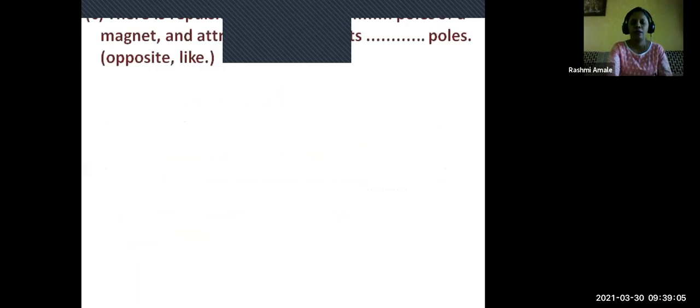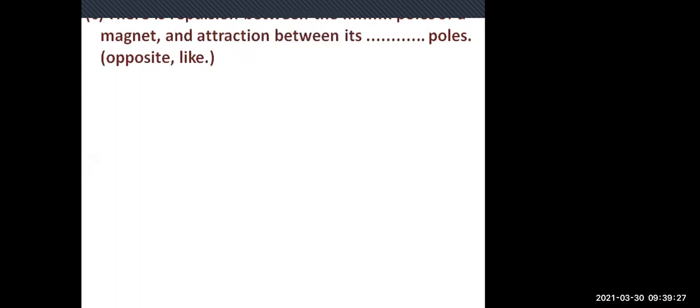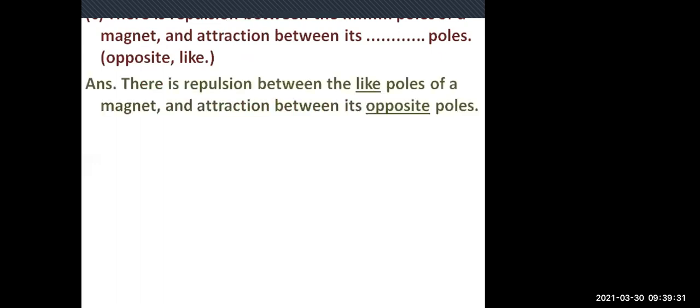Next one. There is repulsion between the dash poles of a magnet and attraction between its dash poles. Yes, the easy question now. Who will answer this? Like, opposite. There is repulsion between the like poles of a magnet and attraction between its opposite poles. Very good. This way you should answer in full sentence. That's right.